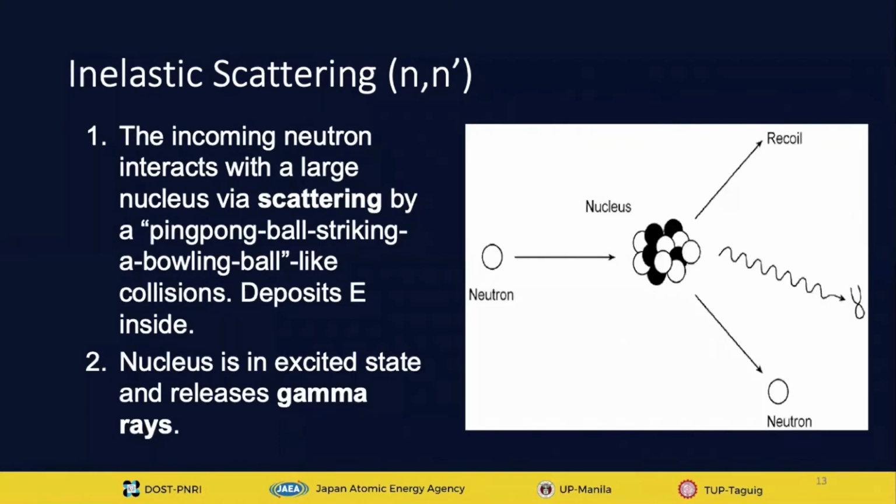In inelastic scattering, where a neutron interacts with a large nucleus and gets scattered like a ping pong ball striking a bowling ball, some energy from the incident neutron is transferred to the nucleus. The scattered neutron, right here, now moves slower than the incident neutron. The nucleus is in an excited state, and as it recoils, it releases gamma rays.